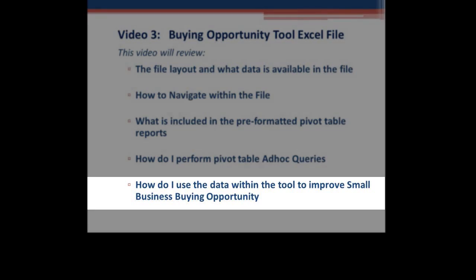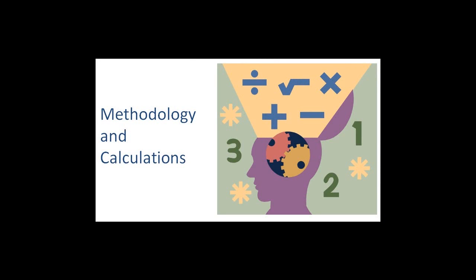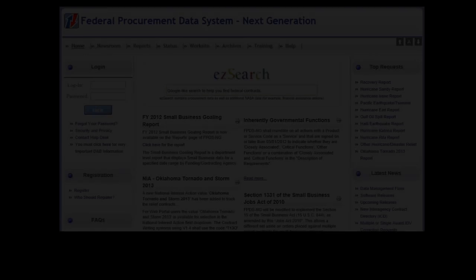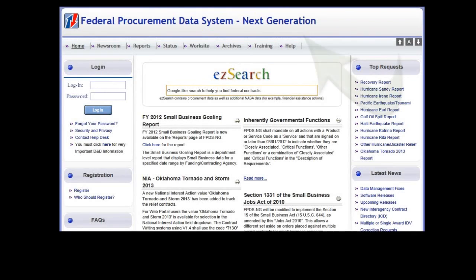Now let's talk about the data. I will only provide a brief explanation of the data source for the tool and methodology and calculations used to project opportunity, as those elements are complex and will be explained in detail in the methodology and calculations video tutorial. The primary source for data used in the Buying Opportunity Tool is the Federal Procurement Data System Next Generation. This system is a single authoritative repository for federal prime contracting award data.